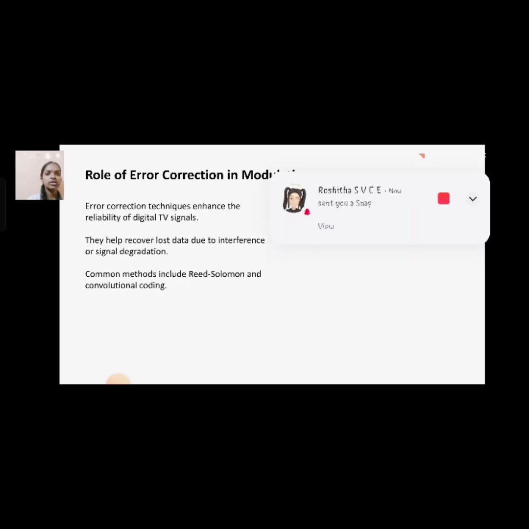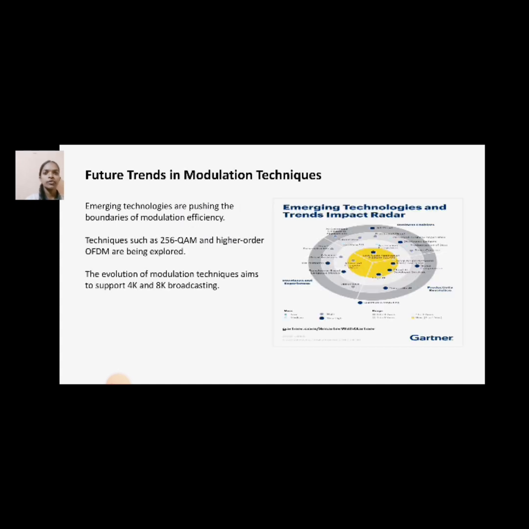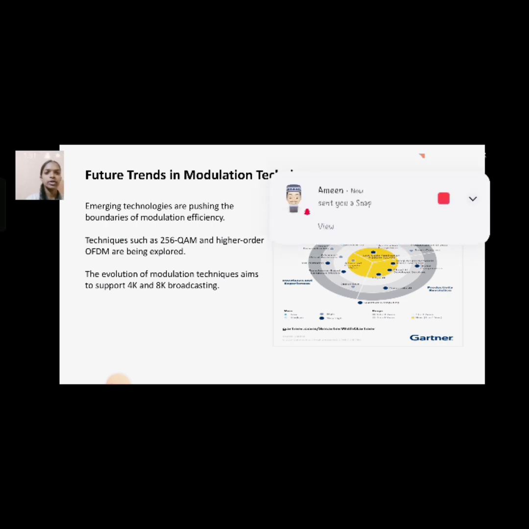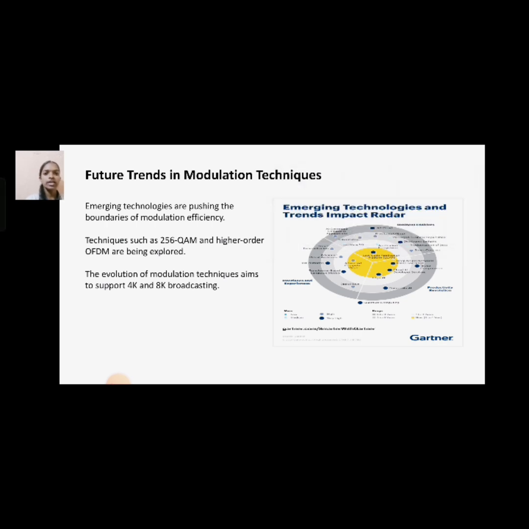Then role of error correction in modulation. Error correction techniques enhance the reliability of digital TV signals. They help recover lost data due to interference or signal degradation. Common methods include Reed-Solomon and convolutional coding. And future trends in modulation techniques. Emerging technologies are pushing the boundaries of modulation efficiency. Techniques such as 256 QAM and higher order OFDM are being explored. The evolution of modulation techniques aims to support 4K and 8K broadcasting.